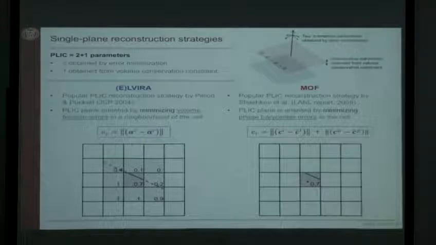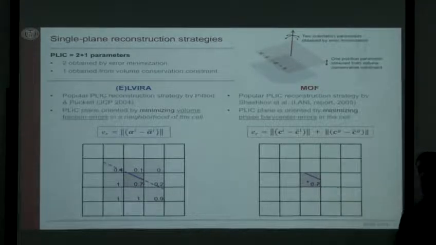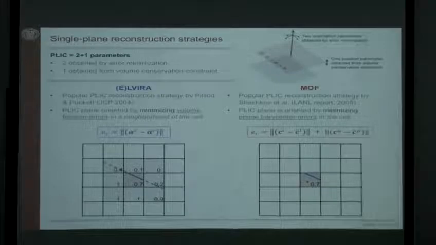MOF is a more recent method that comes out of Los Alamos, in particular the work of Shashkov. The idea here is to minimize something different. You're going to orient your interface by minimizing errors in the phase barycenter. So you're not going to look at the volume fraction as your primary metric for orienting your interface.